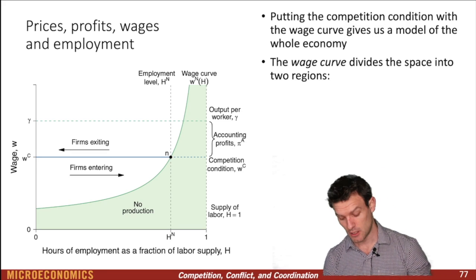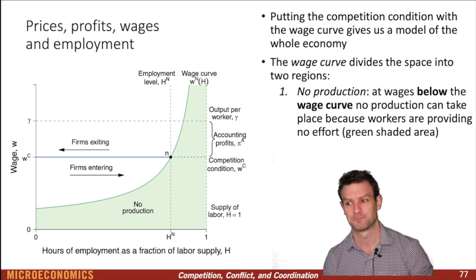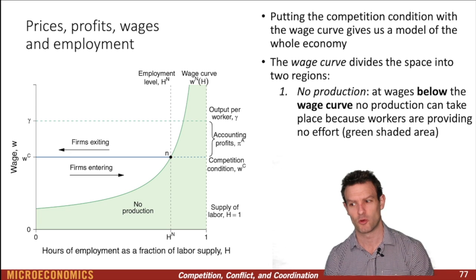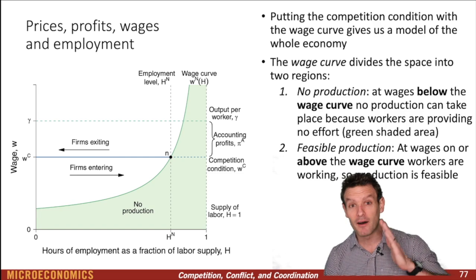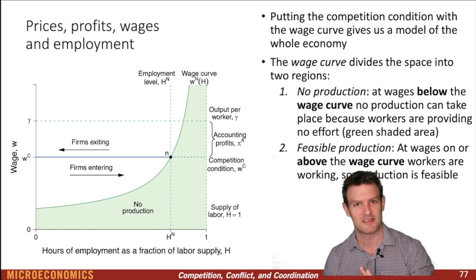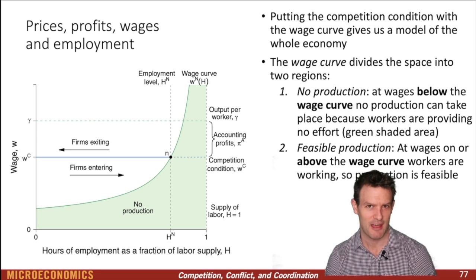So the wage has to be on or above the wage curve in order to get workers to exert effort. So there's no production at wages below the wage curve. No production takes place because workers are providing no effort. What's next? Feasible production. At wages on or above the wage curve, workers are working so production is feasible. That's the first point. So that's all about the wage curve and the two areas that we should think about with the wage curve. Effort: wages on or above the wage curve result in the correct effort from workers.